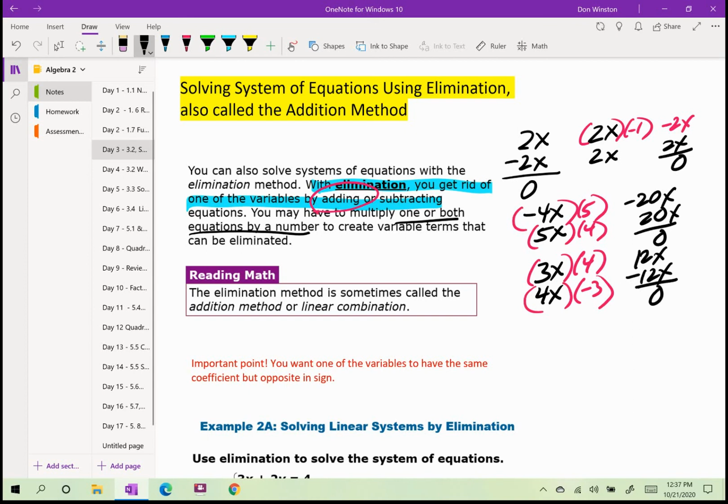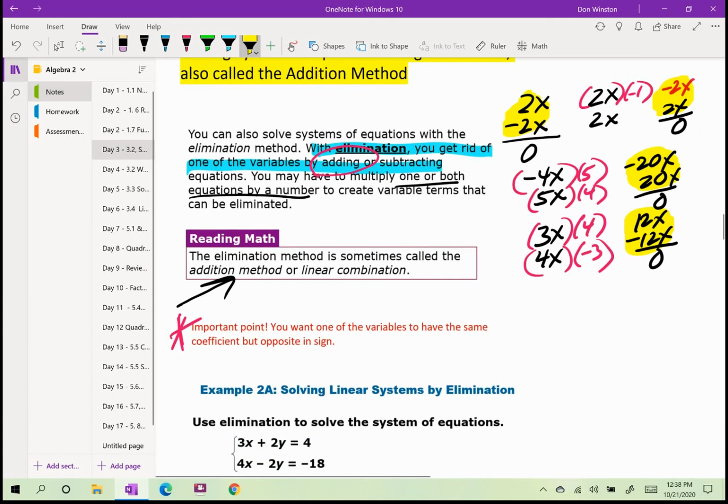So that's the background in using elimination. Important point, the elimination method is sometimes called the addition method. Important point, though, is that you want one of the variables to have the same coefficient, but opposite in sign. I did these: same coefficient, opposite in sign, and the coefficient is the number in front of the variable.